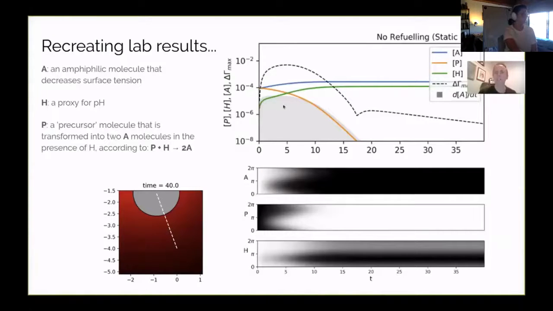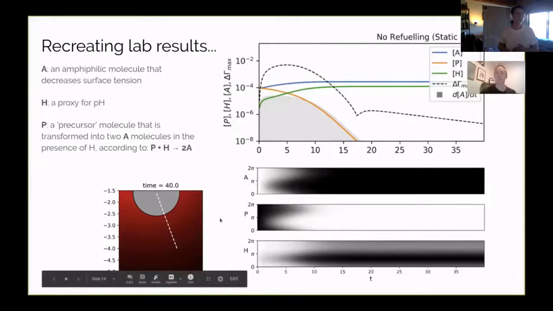We can plot the concentration of these chemicals. These are the mean concentration of all of these reactants over time in the oil droplet. And then we can also look at the spatial distribution of chemicals over time as well.